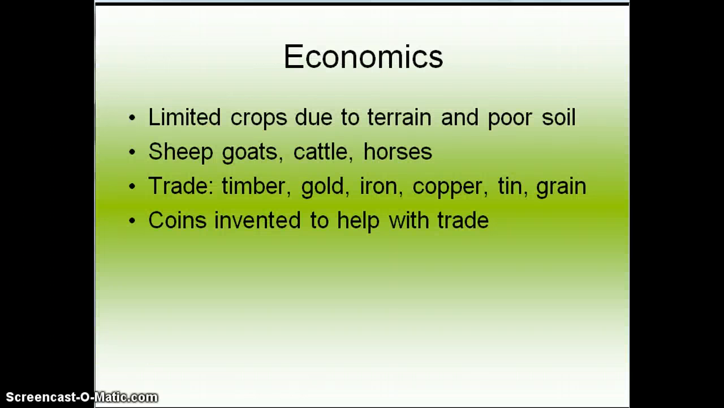In terms of economics, there in the area, because of the geography we spoke about, there were limited crops that could be grown because of the terrain, the mountains and the hills, and poor soil. Animals that were domesticated for food and other uses included sheep, goats, cattle, and horses.